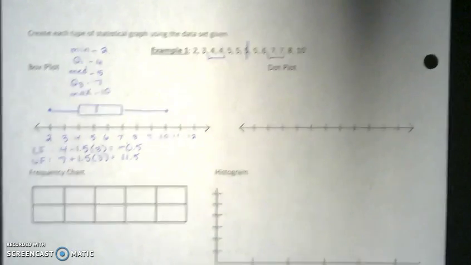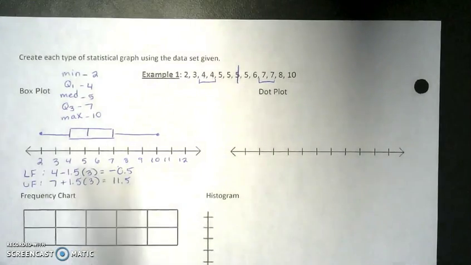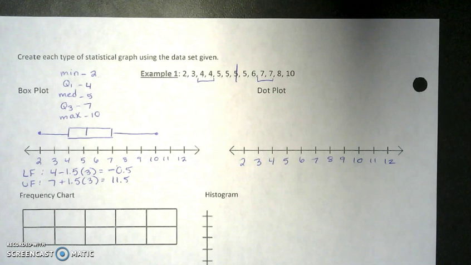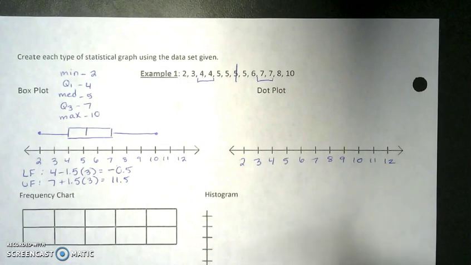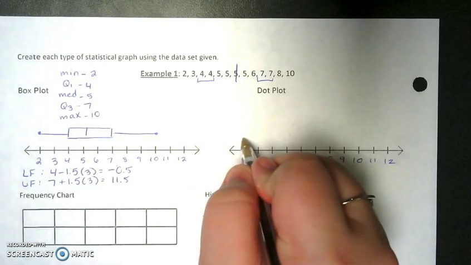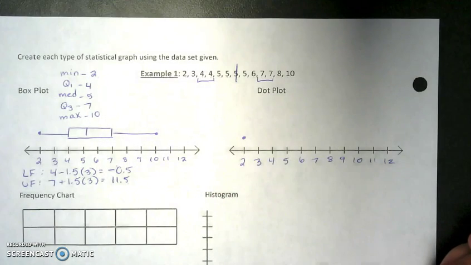Now we're going to move on to the dot plot. Dot plots are super easy. We're going to use the same exact number line, so go ahead and number it the same exact way you did for your box plot. Now what you're going to do is just draw dots over all the numbers. We're going to go exactly how we see it. You can go in order or out of order. It doesn't matter. So we just put 1 dot above 2 because we only had 1, 2.